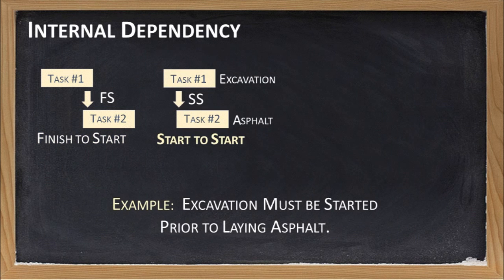The next type of internal relationship that I'd like to introduce is the start-to-start relationship. This is where one task has to start before another related task can also start. A road-related example of this type of relationship would be that you have to start the excavation of the road prior to putting on the asphalt. Keep in mind that a road could be hundreds of kilometers long, so we do not need to complete excavation prior to starting the asphalt.